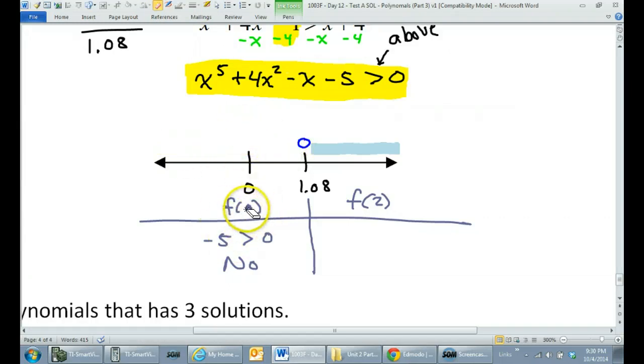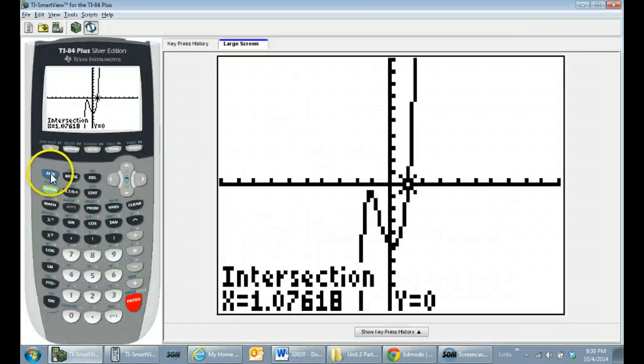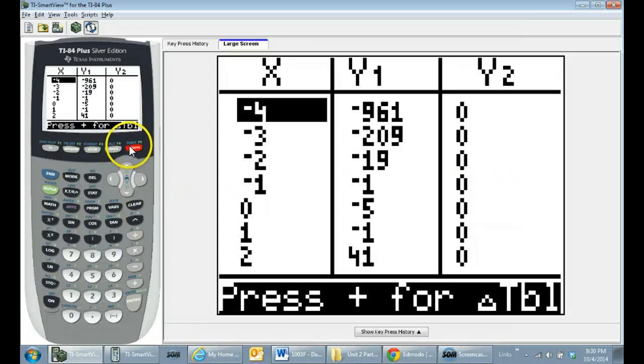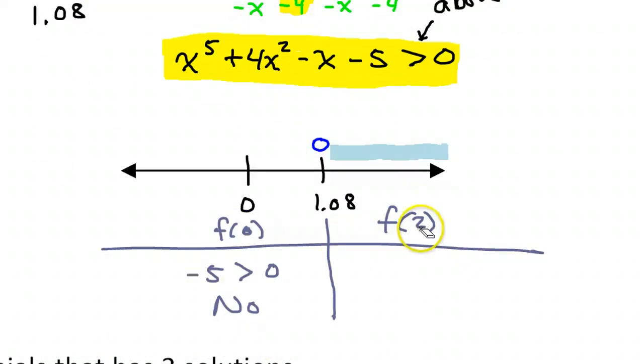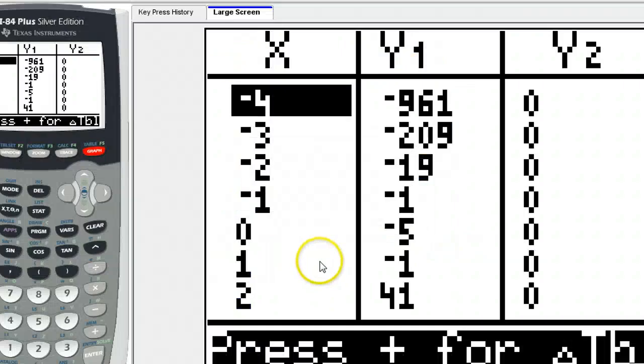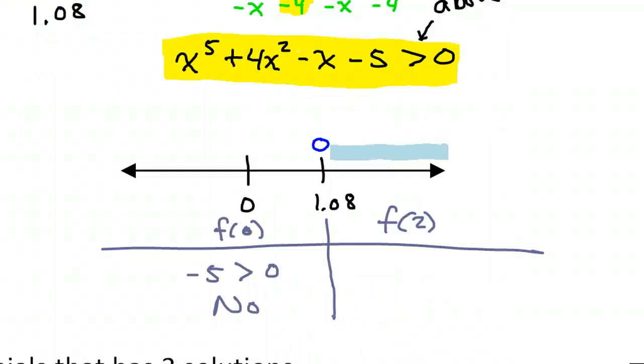Another way I could have evaluated this at 0 is I could look at the table. If I hit second graph on this calculator, now I'm looking at the table. And so look, the value of the function at 0 is -5. I could do it that way, and that's how I'm going to do it for the other one. The value of the function at 2. Look back at that table. At 2, the value is 41. Okay, so I'm going to jot that down. I got 41. And again, the question is, is that greater than 0? And of course the answer there is yes.